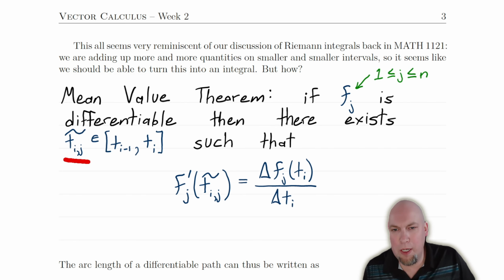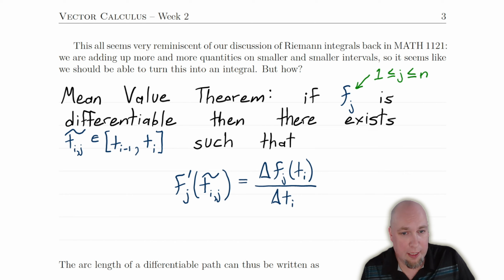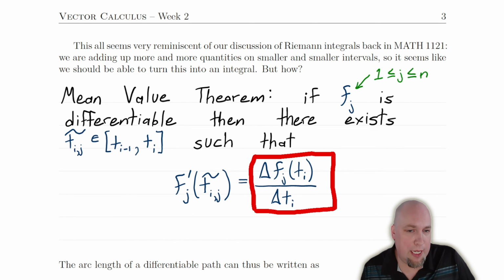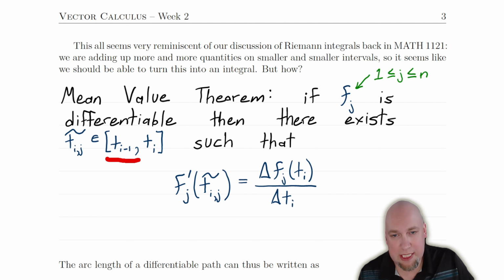And if you haven't seen the mean value theorem before, or if you've forgotten what it said, all this is saying is that this quantity over here on the right is the average rate of change of the function fj over this entire interval. If you were to plot this, this function fj is doing a curvy thing on that interval. And if you just connect the rightmost and leftmost endpoints, then that straight line slope is just what this is. It's rise over run. That's all this ratio is here. It's rise over run on that interval from ti minus 1 to ti.